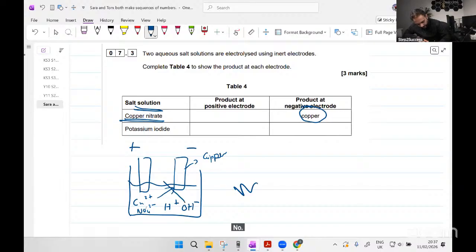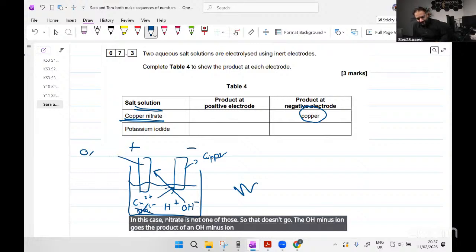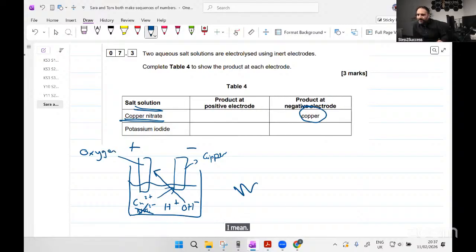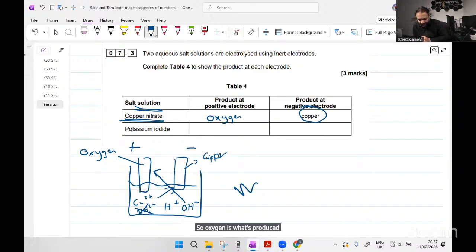That one goes unless the other ion is a group 7 ion, like bromine or chlorine. In this case, nitrate is not one of those, so that doesn't go. The OH minus ion goes. The product of an OH minus ion is actually two things, water and oxygen, but oxygen is the answer to the question. So oxygen is what's produced at the positive electrode.